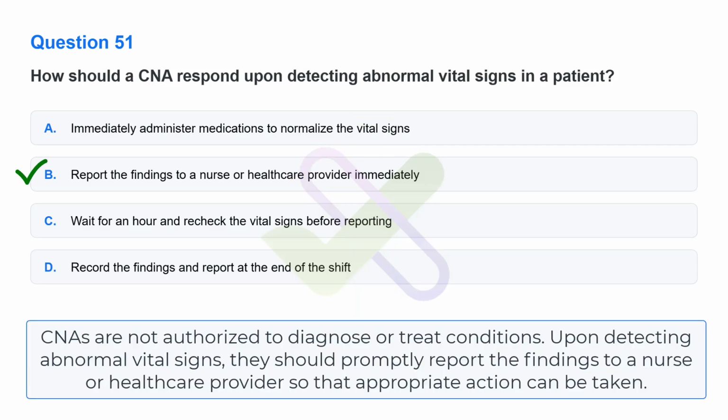The correct answer is B. Report the findings to a nurse or healthcare provider immediately. CNAs are not authorized to diagnose or treat conditions. Upon detecting abnormal vital signs, they should promptly report the findings to a nurse or healthcare provider so that appropriate action can be taken.